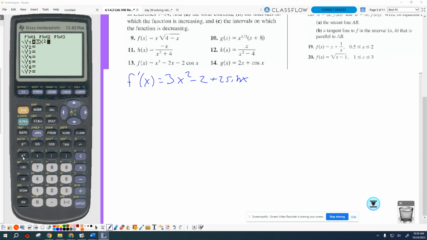3x squared minus 2 plus 2 sine x. Hold on. Is this like -1?